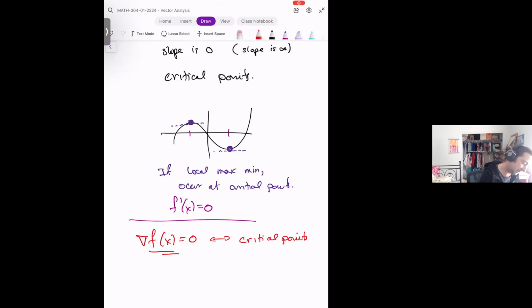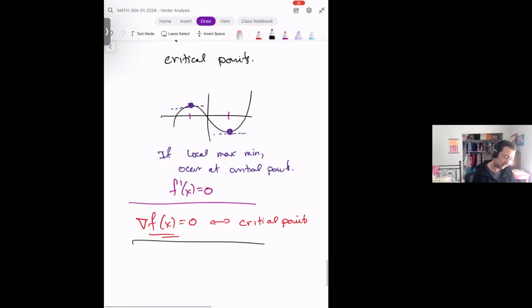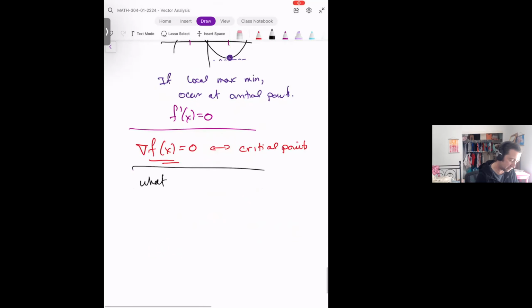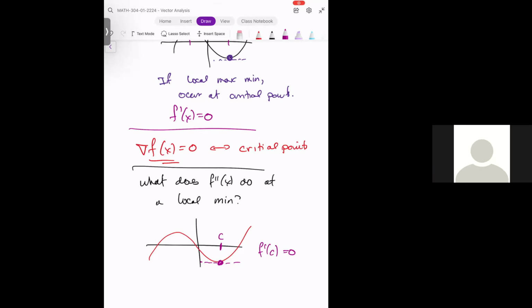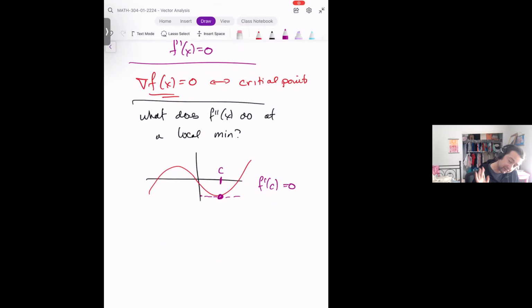So I'm going to ask again, what is the second derivative good for? What does f double prime of x do at a local minimum? So I want you to imagine, I've got this function, it's traveling along, I'm at some local minimum. I know that my derivative at that point, say that's c, I already know that f prime of c is equal to 0. If only there was a way that I could figure out if that was a local max or a min without having to plug things into a sign chart. Isn't it whether the second derivative is positive or negative?